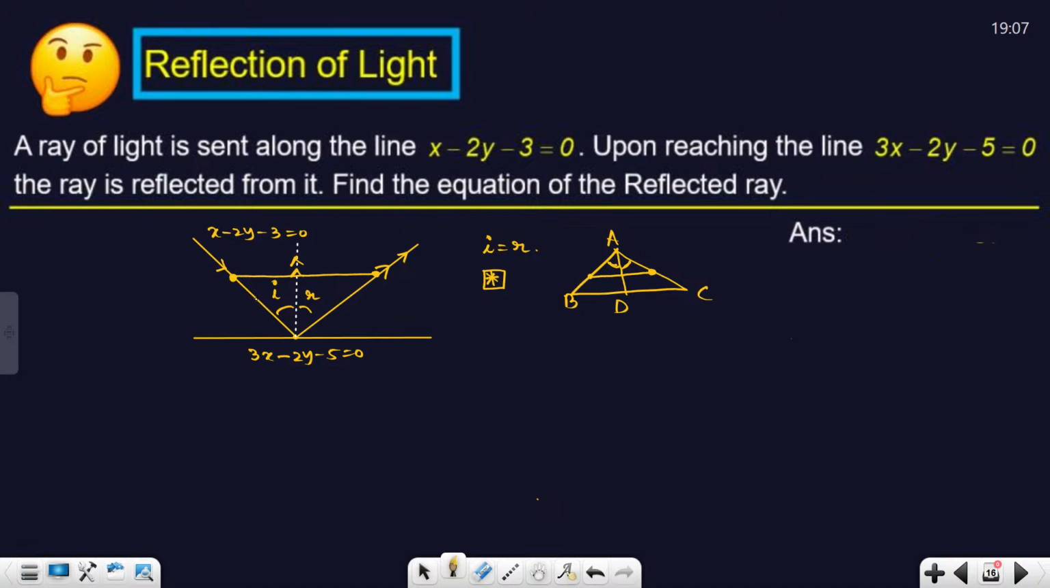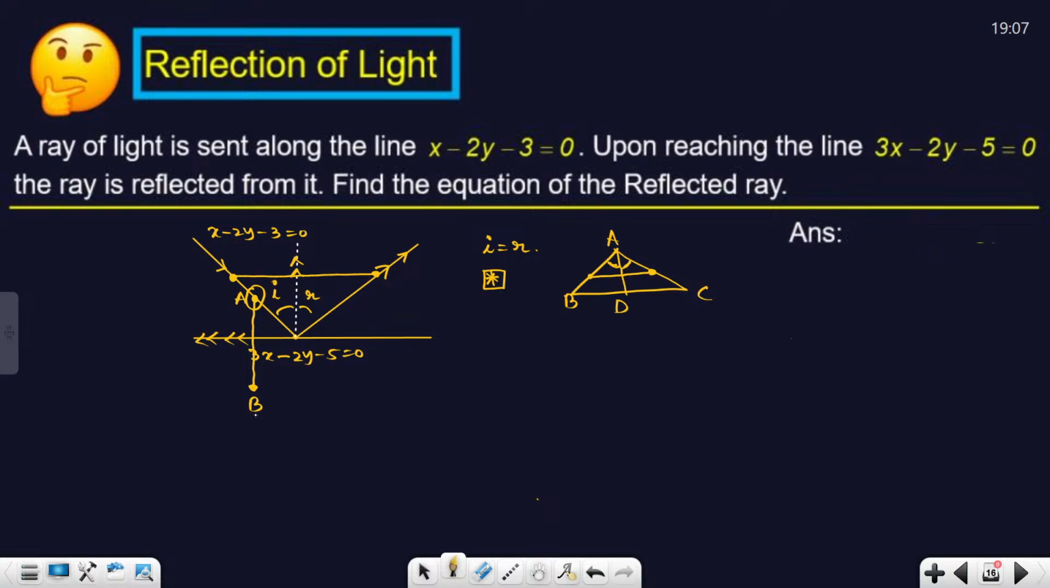Moreover, I can do one thing also. If I choose any point over here and if I take its reflection with respect to the line mirror 3x minus 2y minus 5, then it is going to have a point like this. Let me give a name: this is say A and this is say B. So point B is the image of point A with respect to the line mirror 3x minus 2y minus 5. Now this point A is on the incident ray.